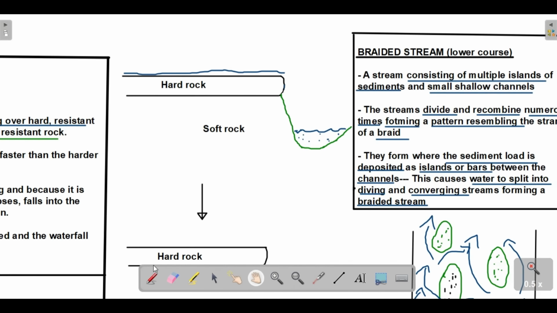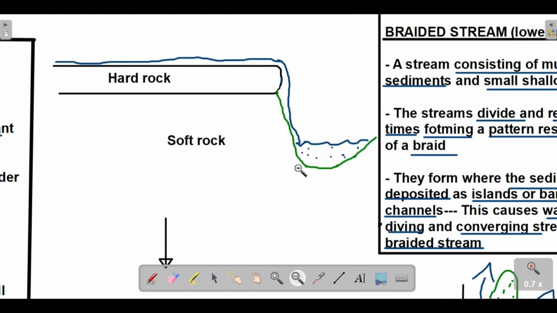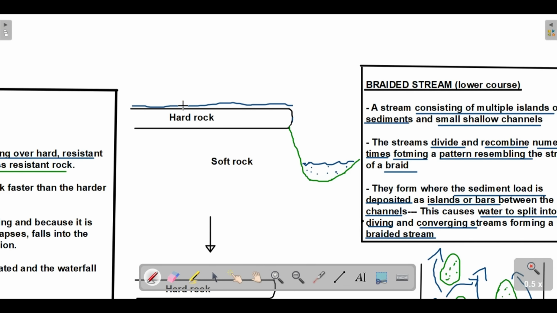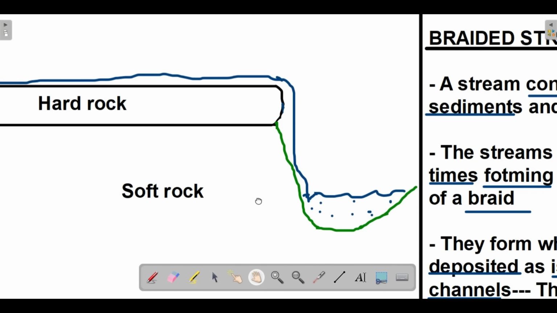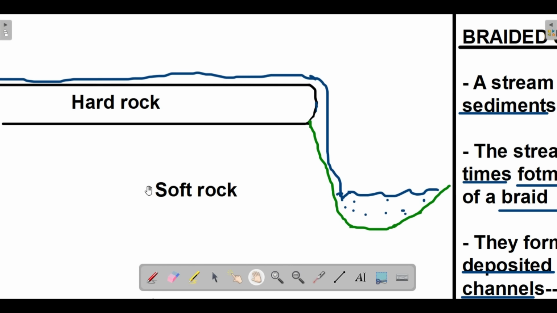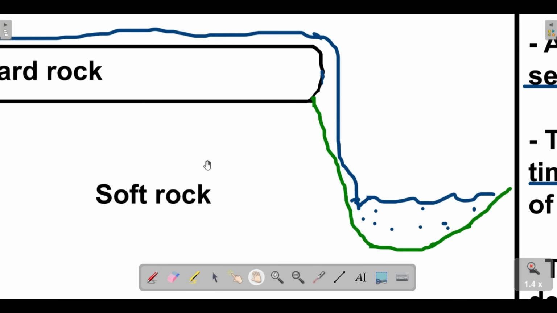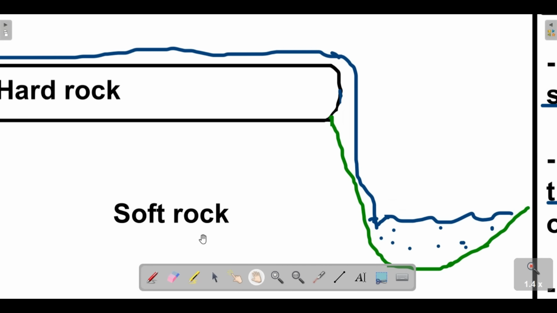So you have a river flowing over the hard rock, and after flowing over the hard rock, it flows on top of the soft rock. Now the river water flows onto a different type of rock in terms of resistance, a softer rock. We know that a river erodes a softer rock much faster than it erodes a harder rock, and so we will see more erosion on the softer rock than on the harder rock.